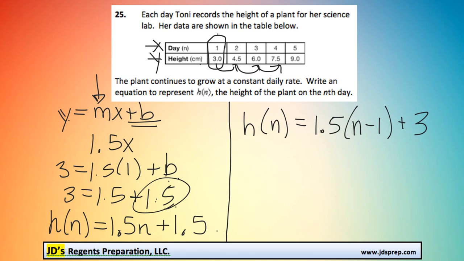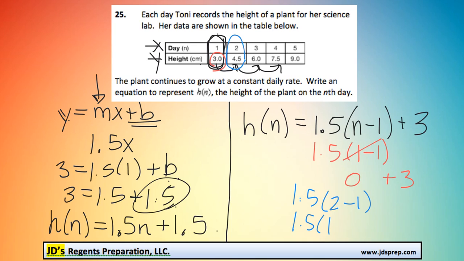And we can test this out. For example, if we take a look at the first day, we would do 1.5 times 1 minus 1, which is 0, and 1.5 times 0 is just 0, so it becomes 0 plus 3. And that is the height we were going for. And again, we can test with the next one. We would do 1.5 times 2 minus 1, and that's 1.5 times 1, which is just 1.5. Plus 3, and we do get the correct height, 4.5.